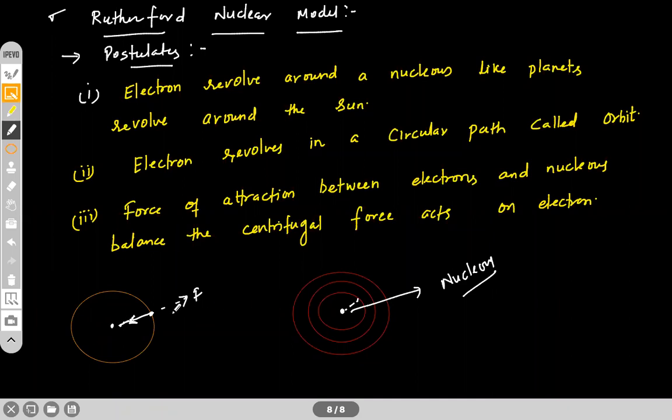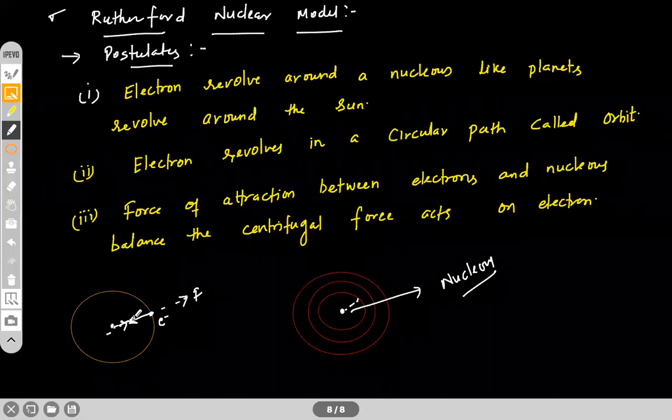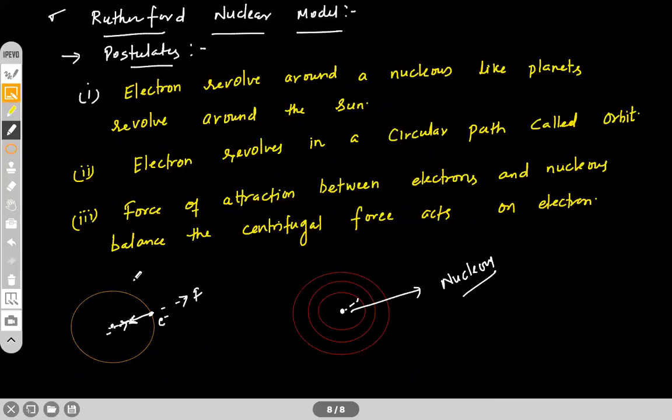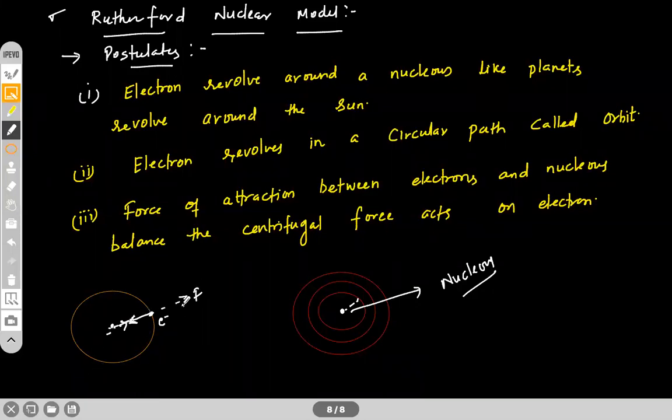So this force which acts in the outward direction is the centrifugal force, which acts on the object moving in a circular path. Now this is electron negatively charged and this is a nucleus positively charged. So we must have some force of attraction between the nucleus and the electron, electrostatic force of attraction. What he said is that this force of attraction balances the centrifugal force because the electron is revolving in a circular path like this. That is the third point we have for Rutherford.